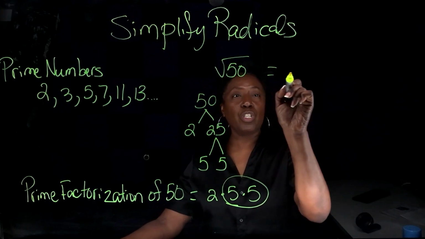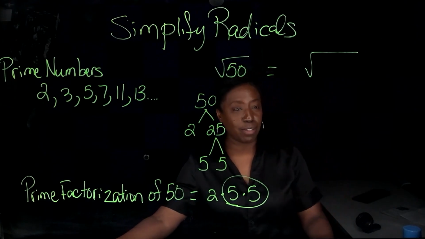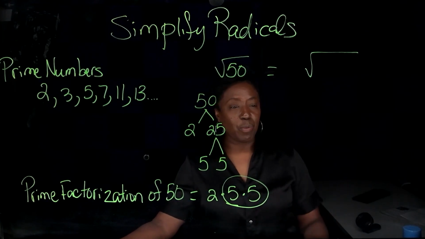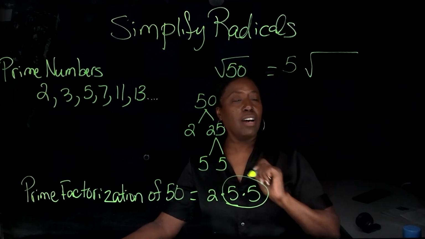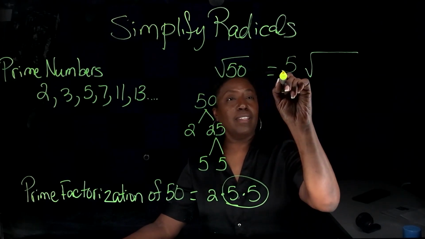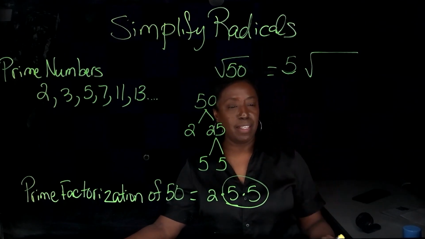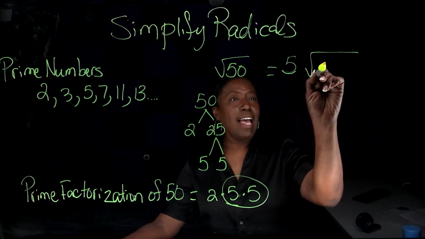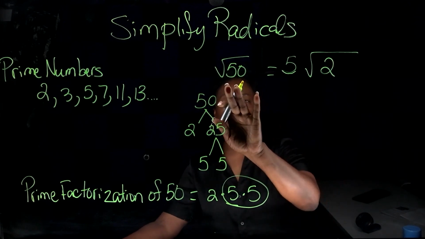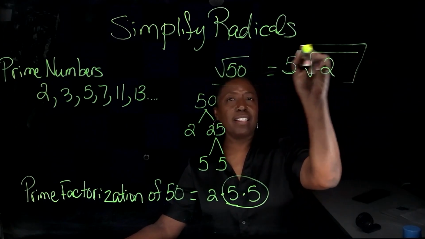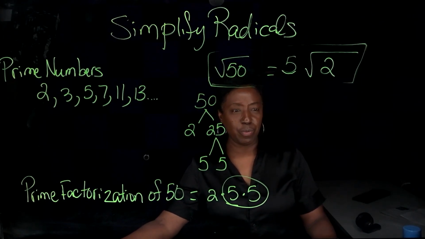So look what we want to do. Let's make a radical. We're going to call this the radical house. We've circled a pair of 5s. They're going to go outside of the radical house on a date. Mr. and Miss 5. We're going to represent that pair with 1 5. Whatever's not circled has to stay under the radical house. So our square root of 50 simplifies into 5 times the square root of 2.